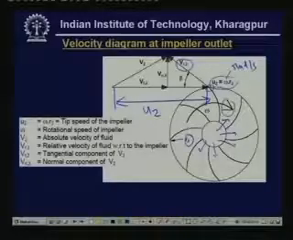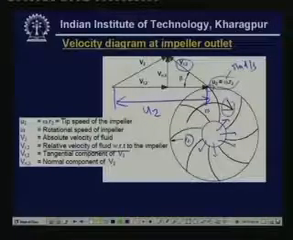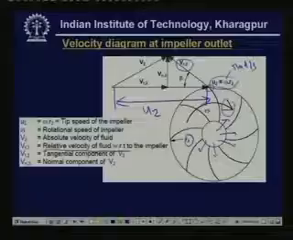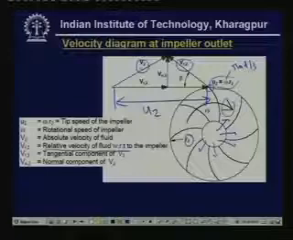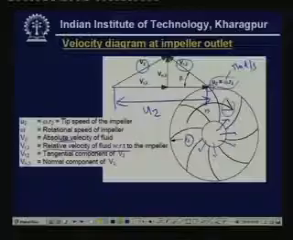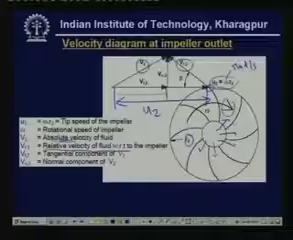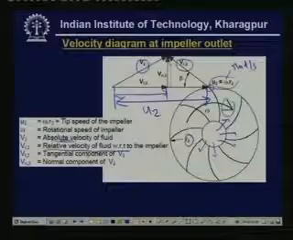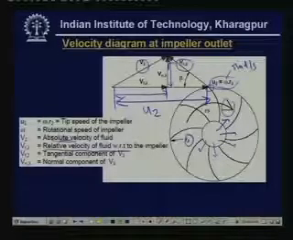So vr2 is nothing but the relative velocity of the refrigerant with respect to the impeller. If this is the relative velocity of the refrigerant and u2 is the peripheral velocity of the impeller, then the difference between these two is your absolute velocity of the refrigerant, given by capital V2. This absolute velocity can be split into the tangential component Vt2 and the normal component Vn2. This is the typical velocity diagram at the impeller outlet.